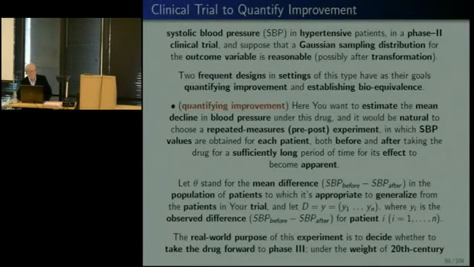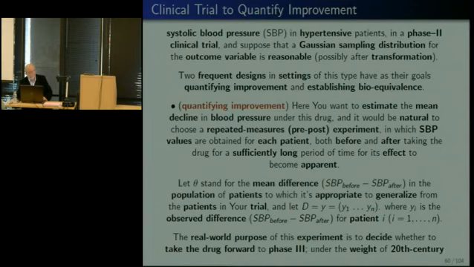Okay. Now, two frequent designs in settings of this type have different goals. One of them is quantifying improvement, and the other one is establishing bioequivalence. So let's talk first about quantifying improvement. In this setting, I want to estimate the mean decline in blood pressure under a new drug I'm developing. And so you might well make a pre-post or repeated measures design in which you measure systolic blood pressure values both before they begin taking the drug and after the same person begins taking the drug, and then you calculate before minus after for that person. And you wait long enough for the drug to have had a decent chance to act.